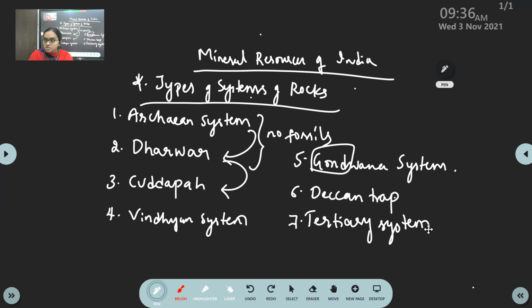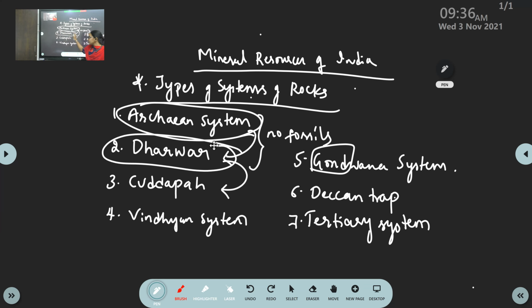Clear? Any doubt in this system of rocks? Archean system: pure Archean rocks are not available today, not visible because of their change in nature. Original rocks are not present today. Dharwad system is localized to particular areas, the Dharwad area and Aravali mountains. Kadapa system, erosion and sedimentation of Dharwad system of rocks, localized to the Kadapa region. And the Vindhyan system has river valley silt.